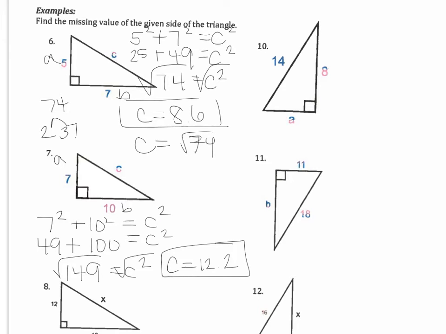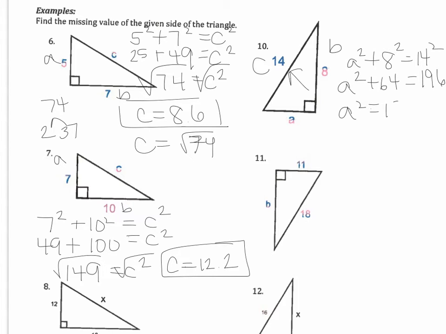Notice number 10, this is C because it's across from the 90-degree angle. I'm looking for A, so that means 8 must be B. So now I kind of have to work backwards. So I'm going to say, okay, A squared plus 8 squared equals 14 squared. So A squared plus 64 equals 14 squared, which is 196. So now I have to solve for a. So I'm going to subtract 64 on both sides. I get a squared equals 132. And now I have to square root. So the square root of 132 is 11.5.